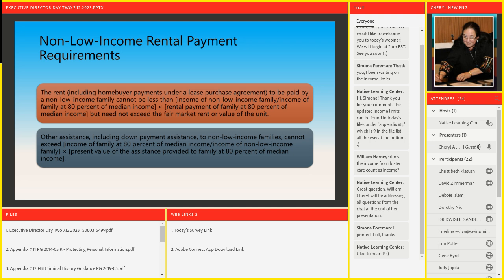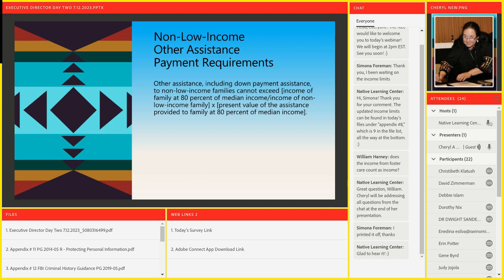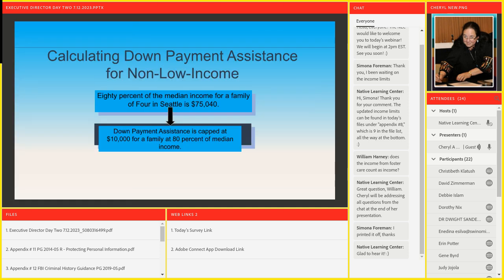Other assistance, including down payment to your non-low-income families, cannot exceed the income of your family at 80% of median income divided by the income of your non-low-income family and the present value of the assistance provided to your family that is at 80% of median income. So other assistance, including down payment, cannot exceed, exactly what I just went through.